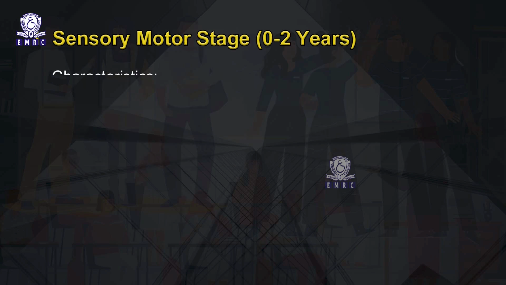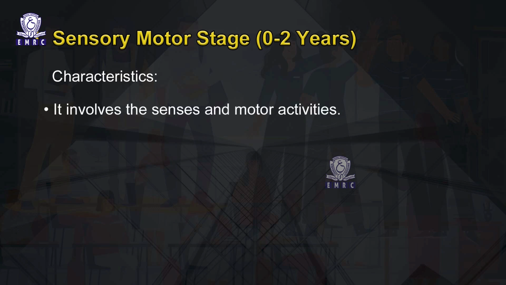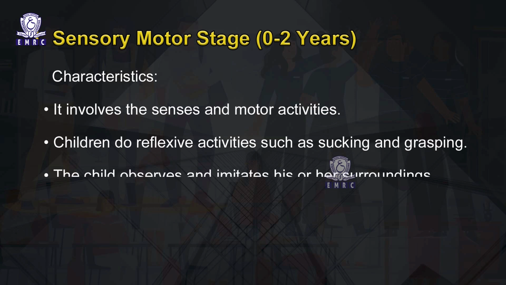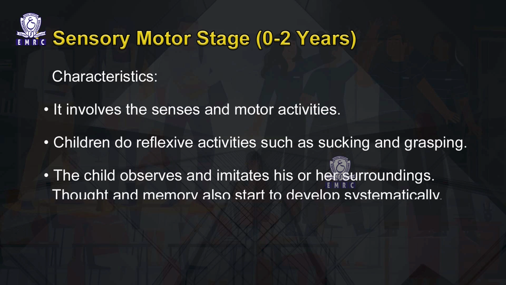First is the sensory motor stage, which is from birth to 2 years. The main characteristics of this stage of development are, first, that it involves the senses and motor activities, hence the name sensory motor stage. Second, children do reflexive activities such as sucking and grasping in this stage. The child observes and imitates his or her surroundings. Thought and memory also start to develop very systematically.